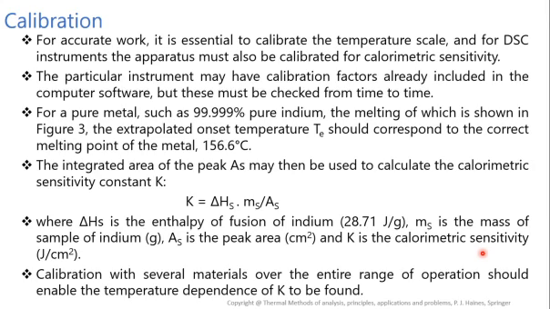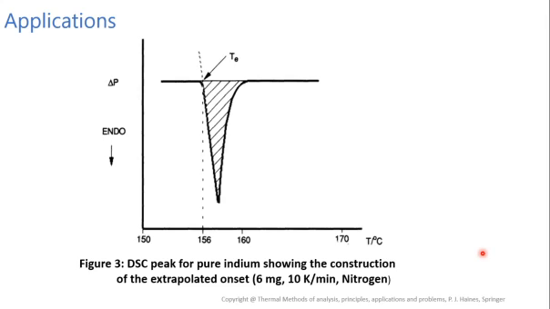What is the calorimetric sensitivity? We have to calibrate that, and in this way we can get an accurate result. The particular instrument may have calibration factors already included in the computer software, but these must be checked from time to time. So for a pure metal, such as 99.99% pure indium, the melting of which is shown in figure 3, the extrapolated onset temperature is TE. So TE, the extrapolated temperature, should correspond to the correct melting point of the metal, that is 156.6. So look at this figure.